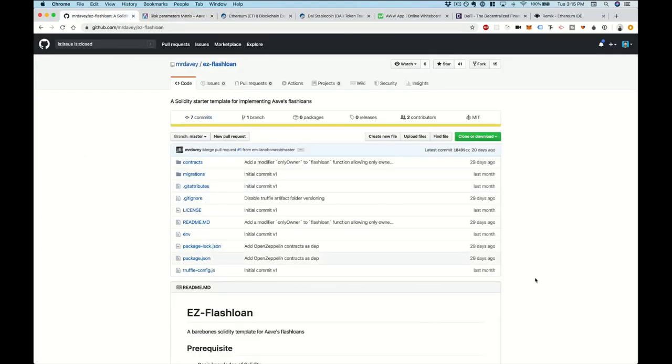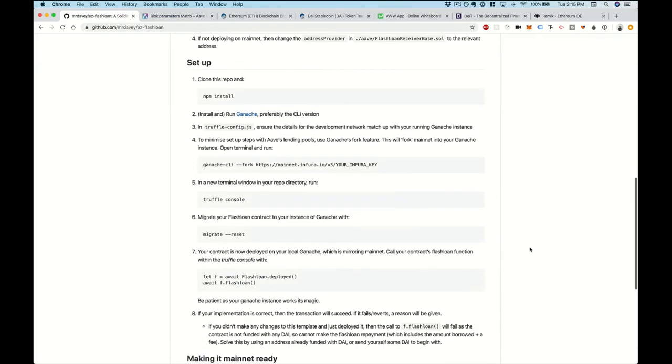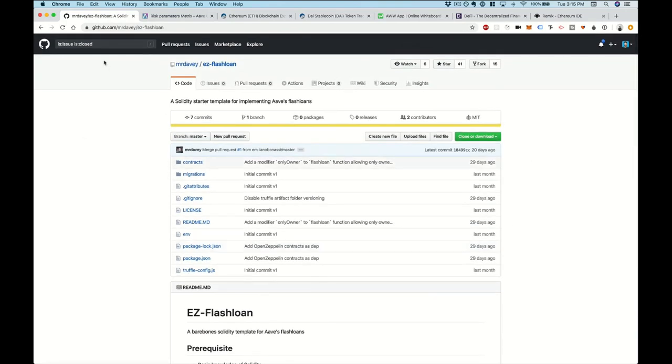This is an open source project that was brought to my attention by Matt Prime. I think I'm saying your name right, Matt. He's in our group. I take a look at this, and I think this is a really good starting point if you want to try to do a flash loan yourself. So I'll put a link to this down in the description.